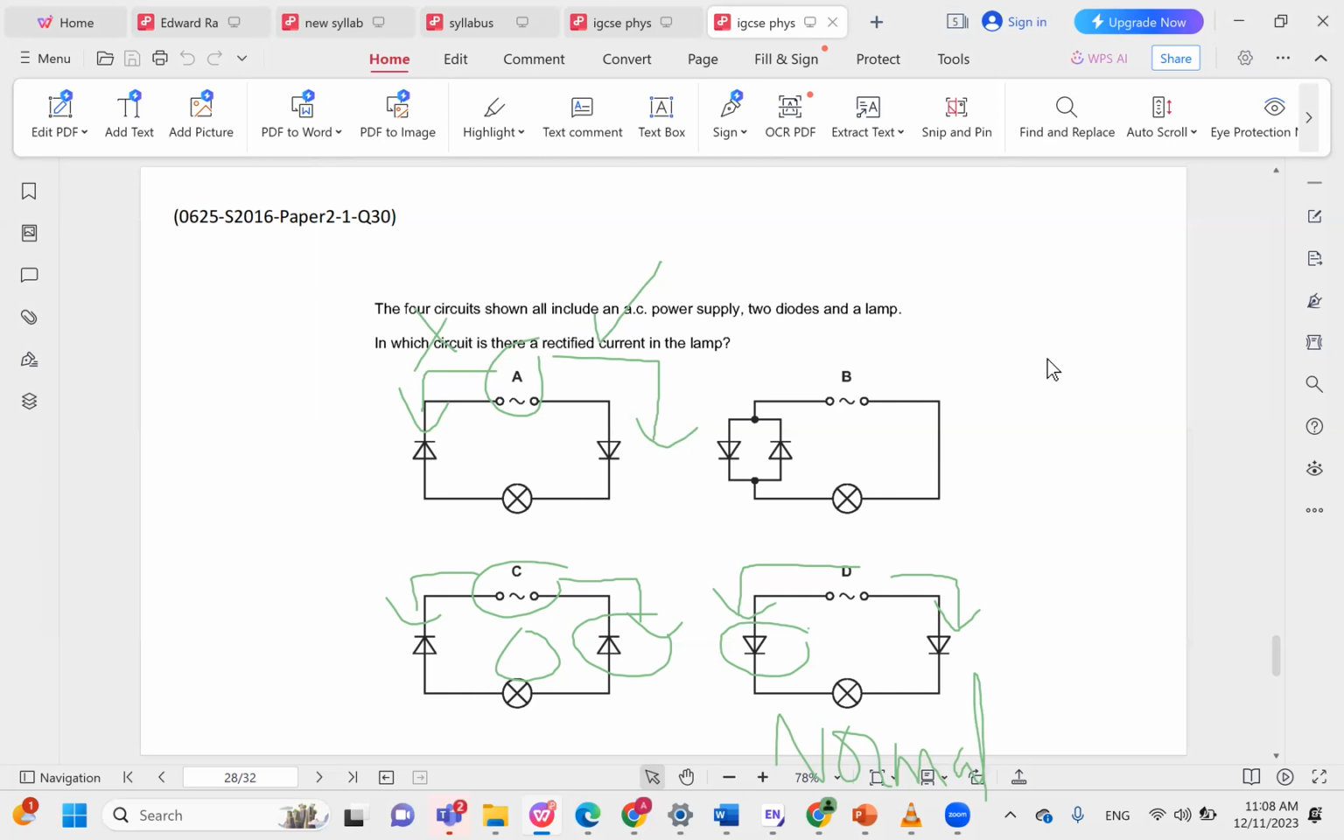But in C, for example, it is blocked both times. So there is zero current. In D, it's allowed always. So there's an alternating current. So these are both, of course, wrong.